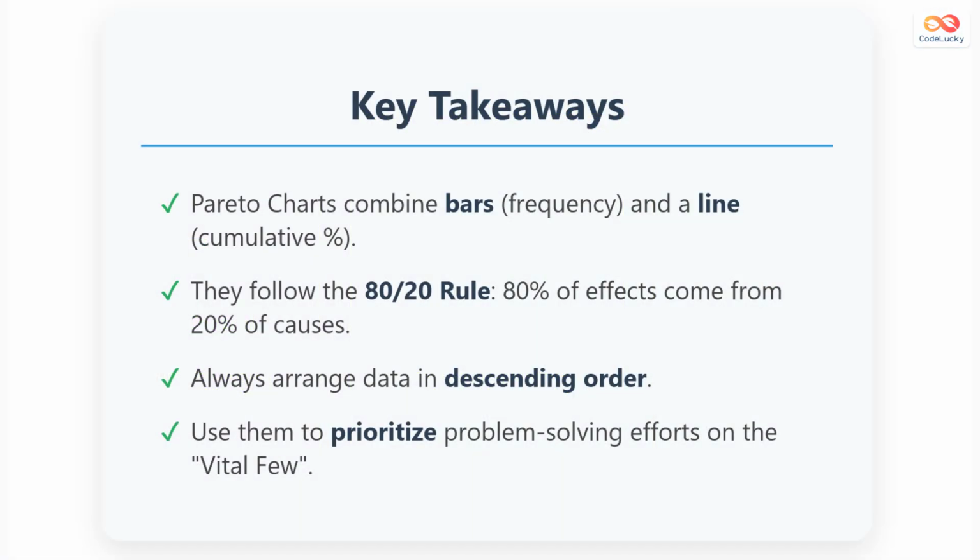To summarize, Pareto charts combine bars and lines to visualize the 80-20 rule. Remember to always sort your data in descending order. This simple tool is one of the best ways to separate the significant few problems from the trivial many.